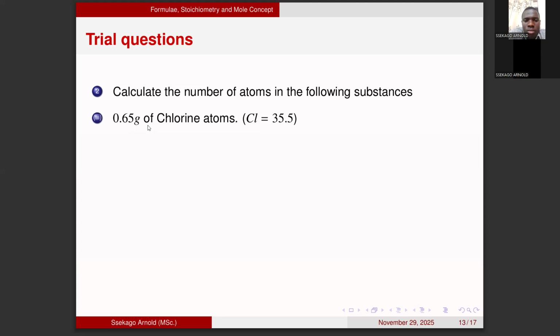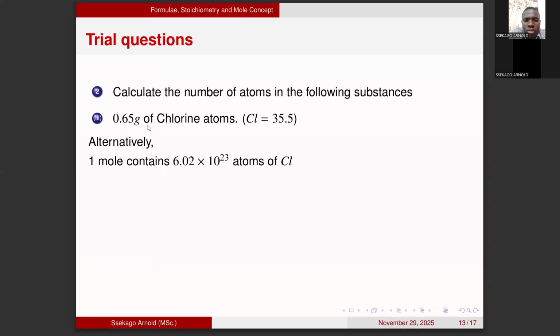If we want atoms, this is what the mind map says: 1 mole contains 6.02 times 10 power 23 atoms of chlorine. Since I want atoms, you think about the relation that has atoms, and this is the relation that has atoms. 1 mole contains 6.02 times 10 power 23 atoms of chlorine.